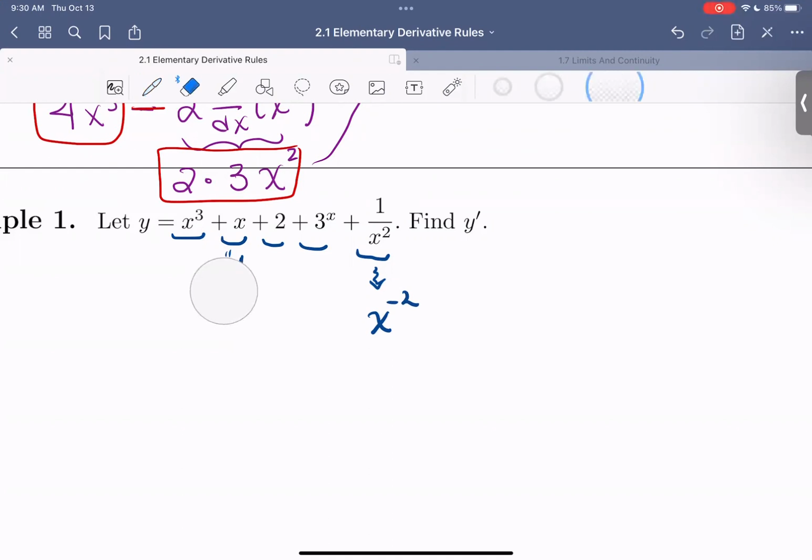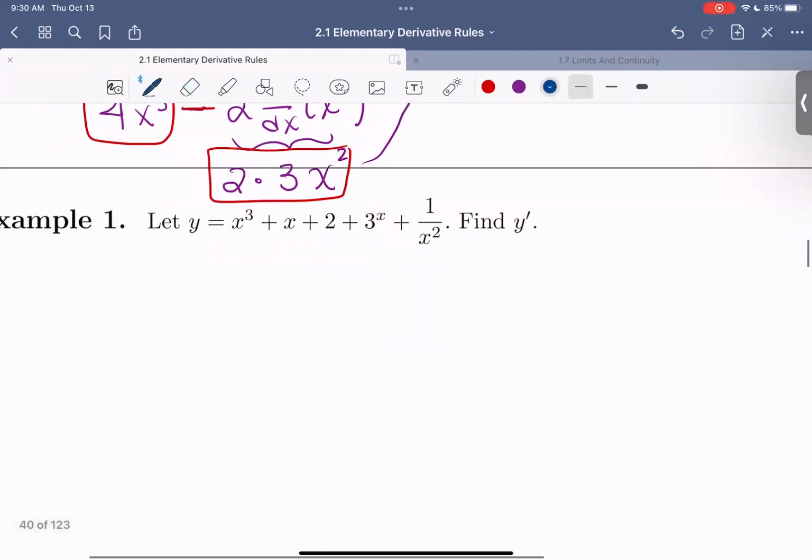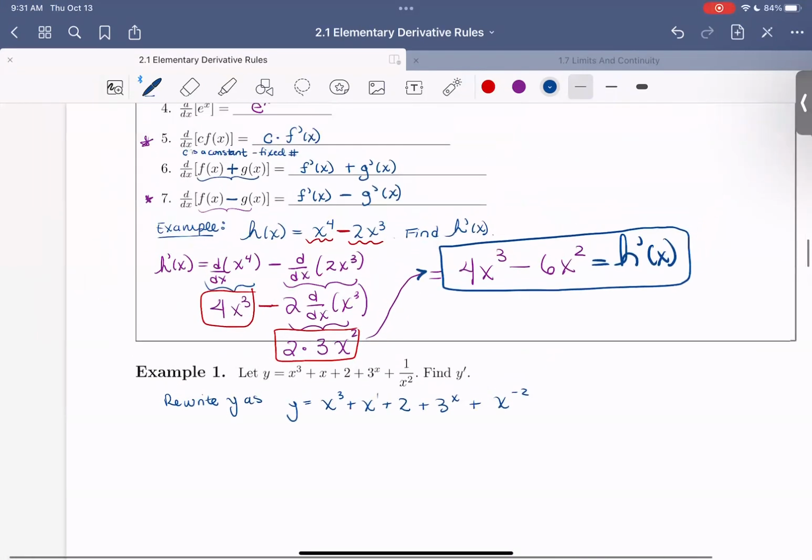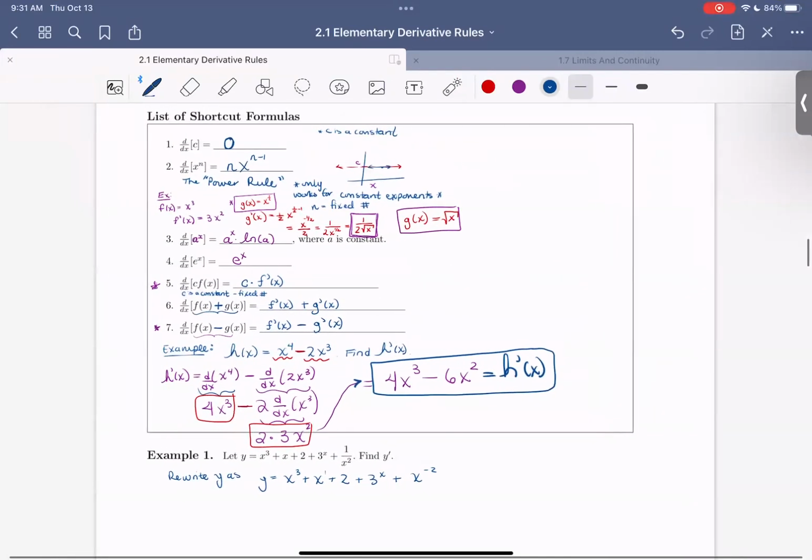So let's go ahead and rewrite y in a way that we can compute the derivative of each term. Rewrite y as y equals x cubed plus x to the 1 plus 2 plus 3 to the x plus x to the negative 2. Now each term that I've written here has a shortcut formula for its derivative. So what I'd like you to do is pause the video and work through each term in this sum and compute the derivative of each term. When you're ready, continue the video and we'll work through it together.